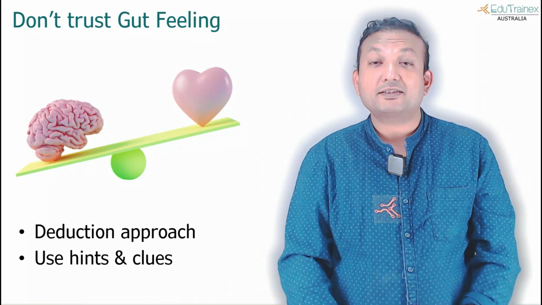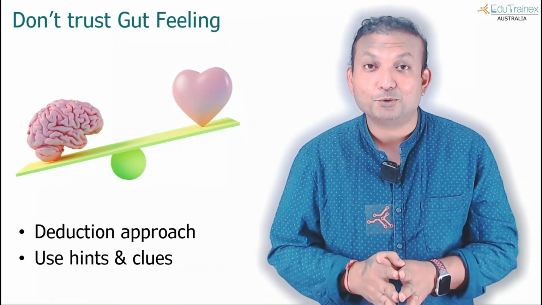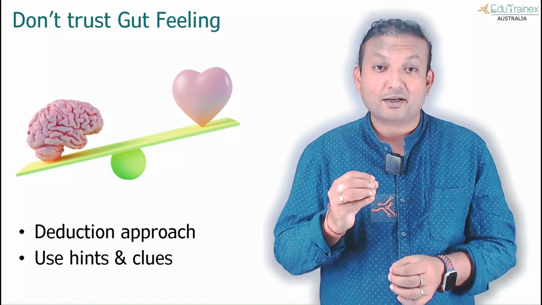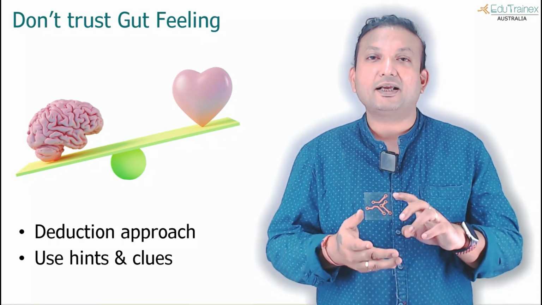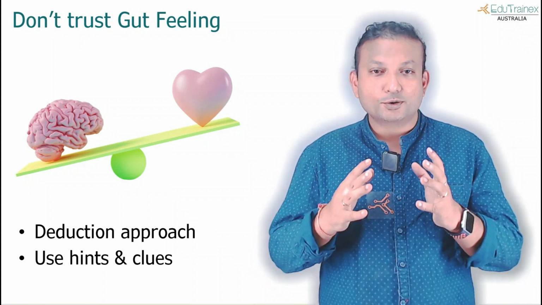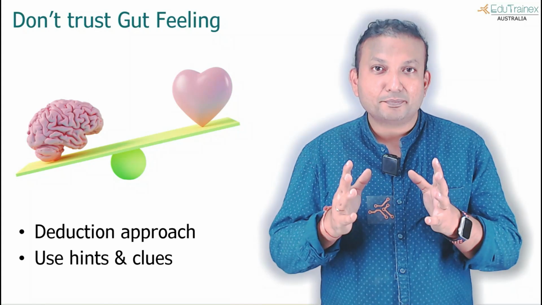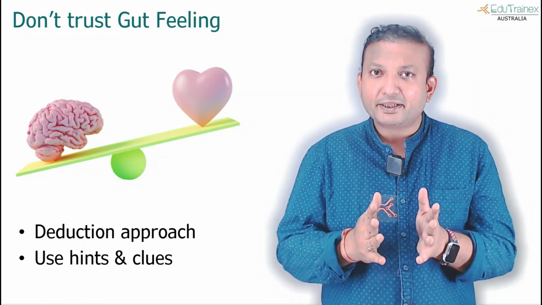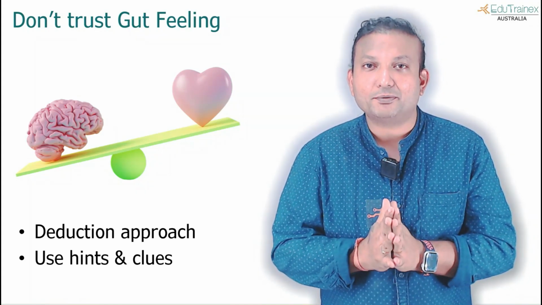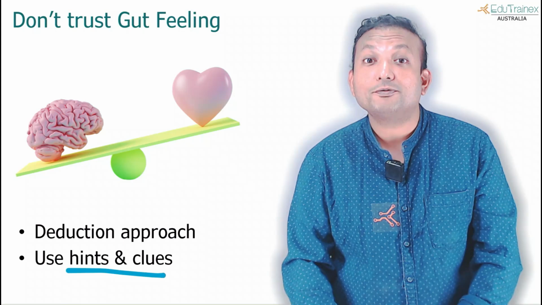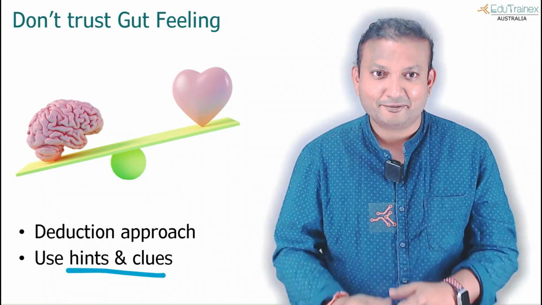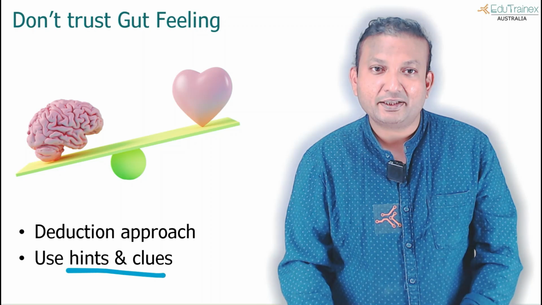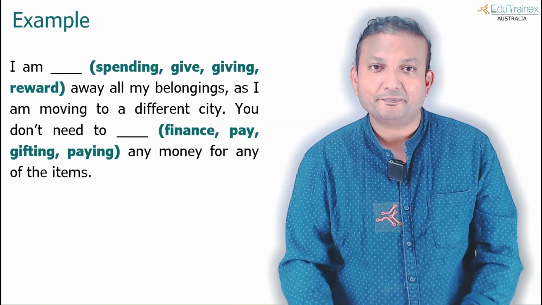All right. The next thing that you should be doing is to avoid your gut feeling if you are not very thorough with the grammar, with the collocation and the understanding of vocabulary. So there you need to apply some deduction. You read the context, you use your reasoning powers to make use of the hints and the clues that are given to you. That's what deduction means. Let's see an example, then it will be more clear to you what I'm trying to say.